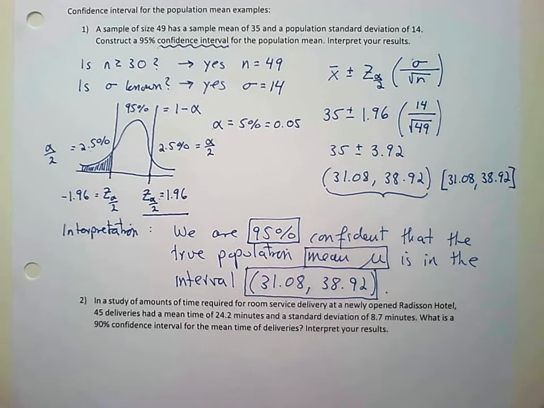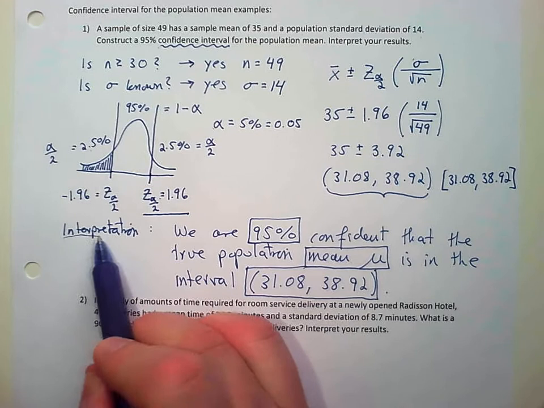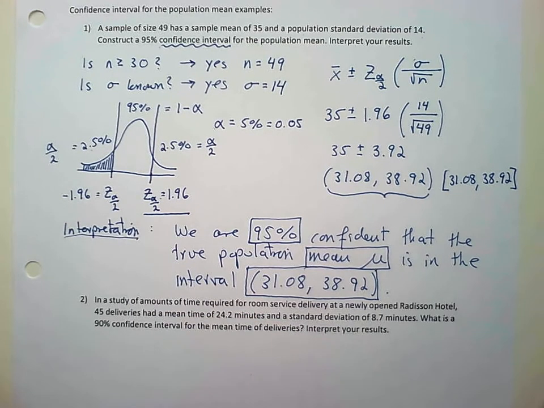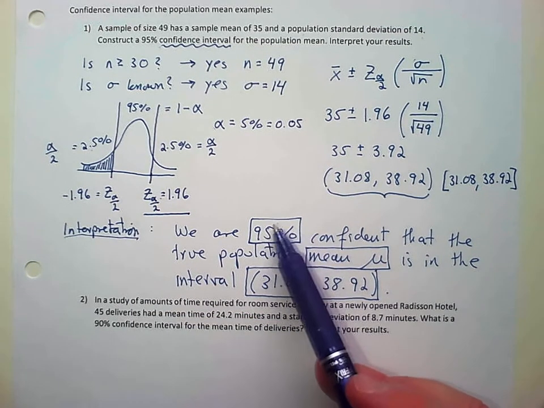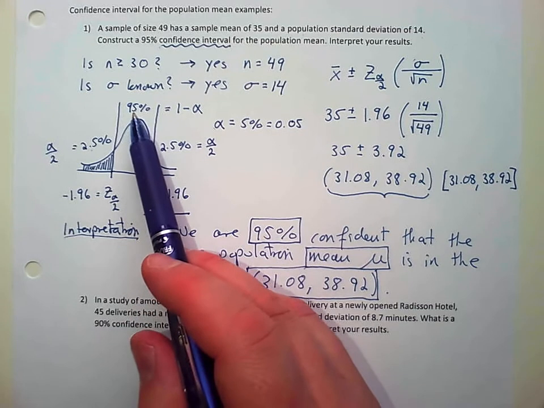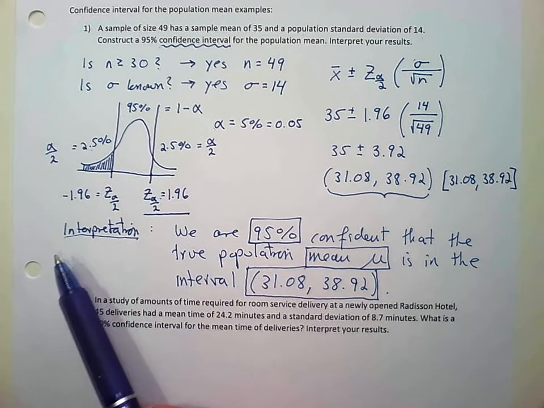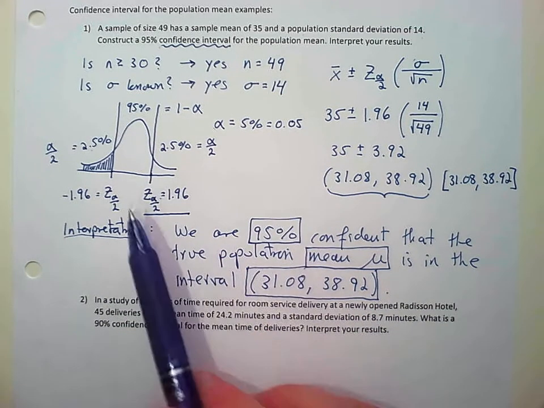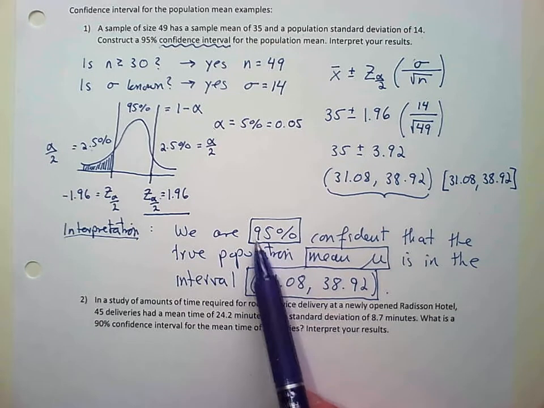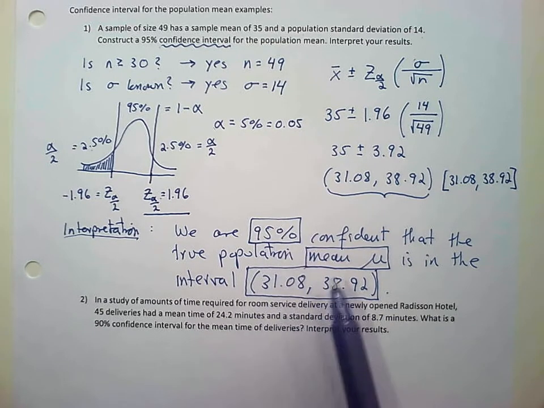These three boxes are the only things that are going to change in the interpretation that we're ever going to give in this class. If we start off with a different confidence level, here we happen to use 95. If we used 80% or 23% or whatever percentage, this could change.